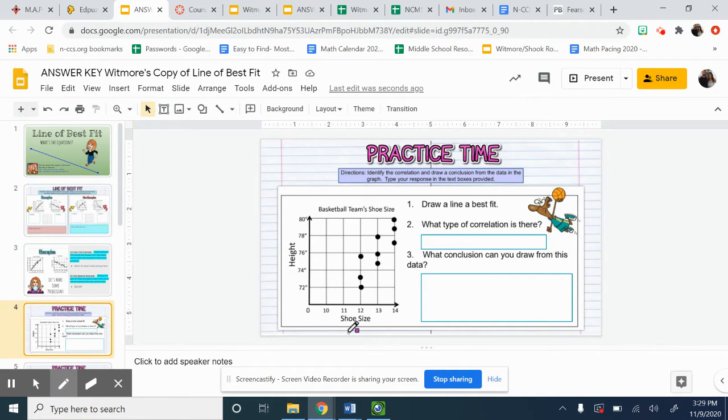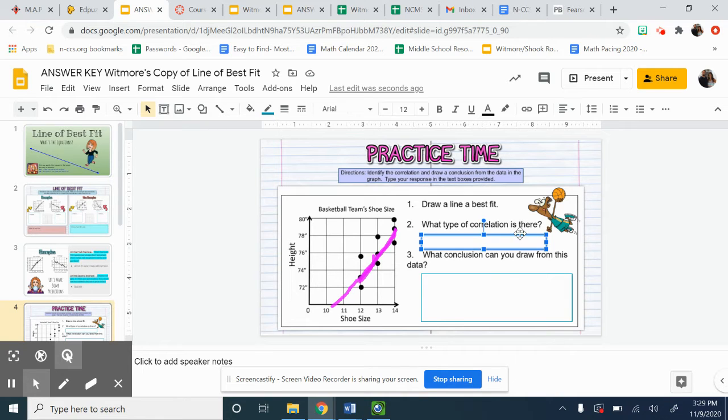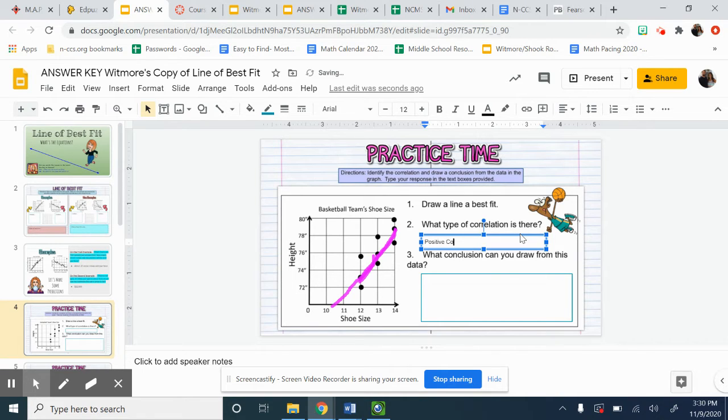So let's see here. If I draw, oh Lord, you're going to have to just bear with me here for a minute. Those are all kind of in there. So there's my line of best fit. It's not the prettiest thing because it is on the computer and it's not the easiest to draw with. So then what type of correlation is this? Well, it is a positive correlation. Your shoe size is going up as your height increases.